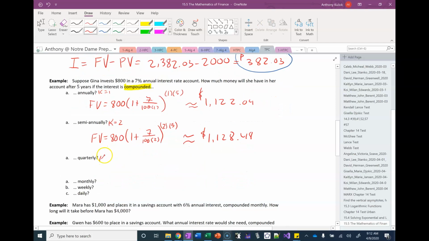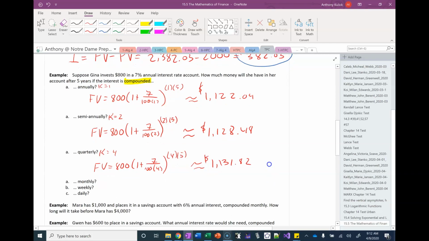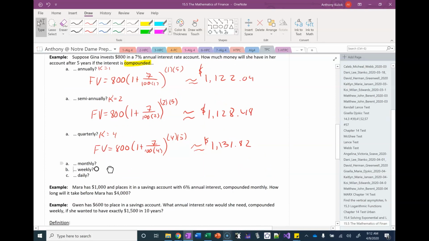Quarterly means K is equal to 4. So again, everything else stays the same except for that value for K. Remember, K happens in 2 places, so we've got to be careful. So when we do that, we get $1,131.82. Not much different.